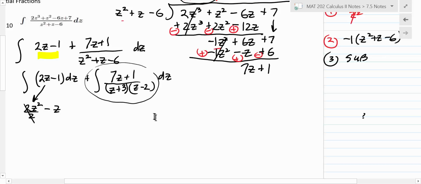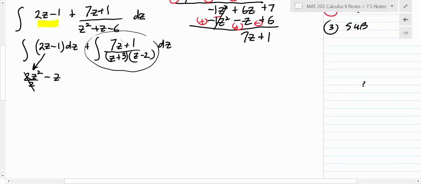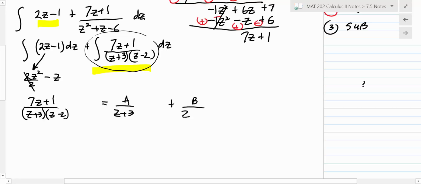Now let's work with the partial fractions; we're going to focus totally on this piece. So that's going to give 7z plus 1 over z plus 3 times z minus 2 equals, and these are both linear factors, so how does it go? A over z plus 3 plus B over z minus 2, like that. I'm going to do this real quick and see what we get here. So I'm going to get rid of my fractions.